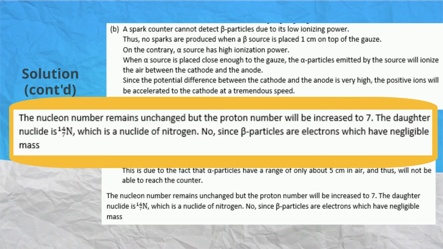The nucleon number remains unchanged, but the proton number will be increased to 7. The daughter nuclide is 14/7 N, which is a nuclide of nitrogen. No, since beta particles are electrons, which have negligible mass.